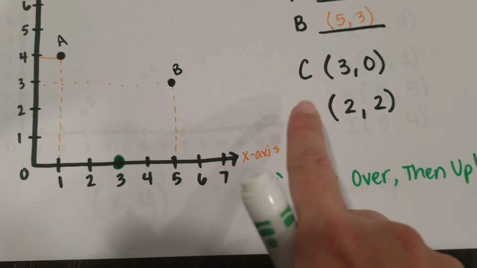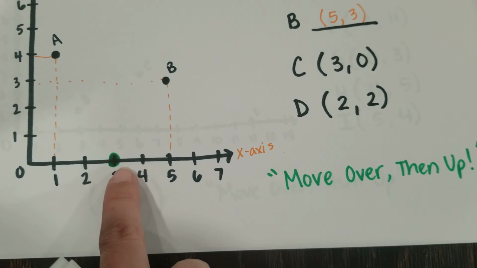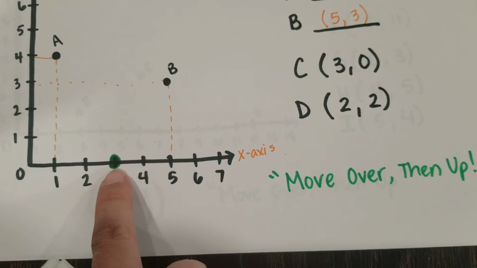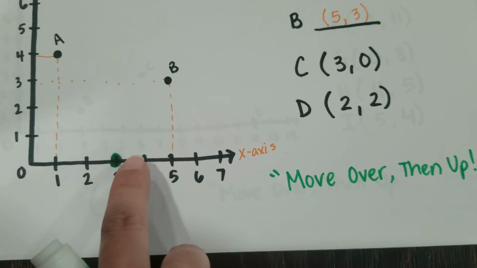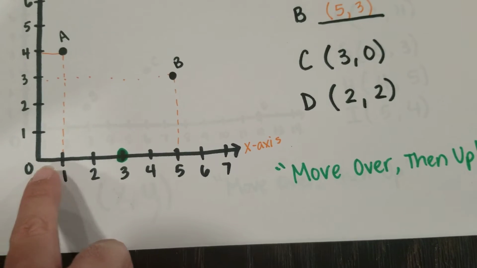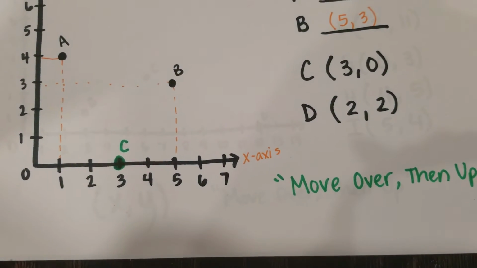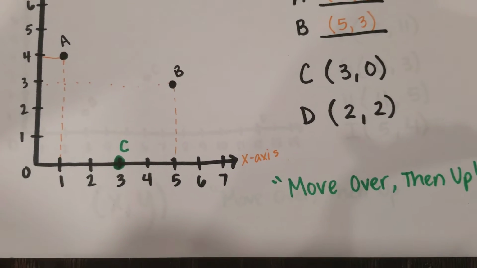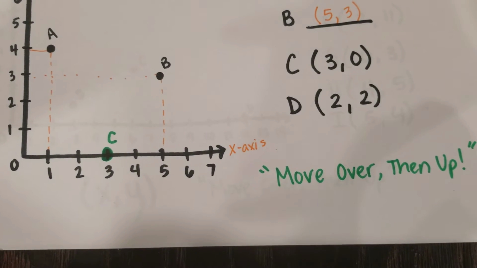But if I check, am I on the 3 for x? Yes. If I look down, there's 3 on the x-axis. Am I on 0 for y? If I look over, yep, I'm right at 0. Okay, so this point right here is 3, 0, and we label it C, so we know which point I'm talking about. All right, so if you remember, move over, then up. That helps you plot the points.